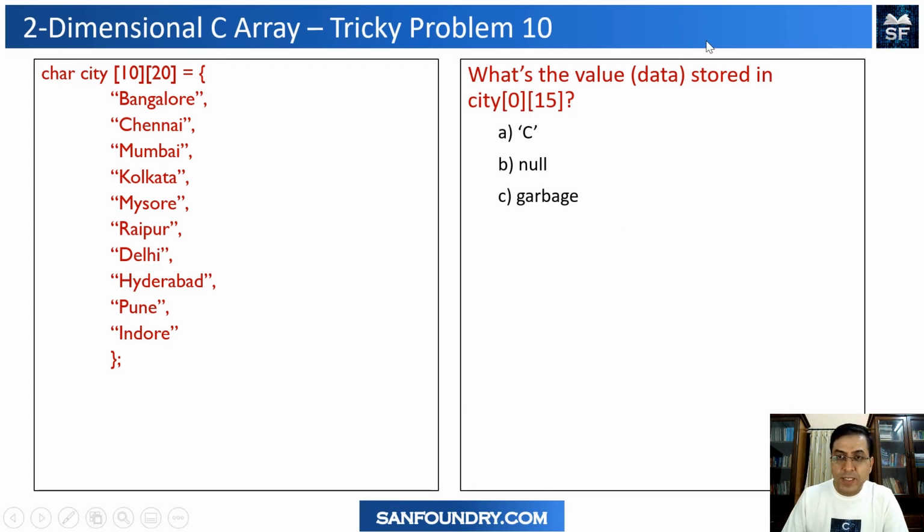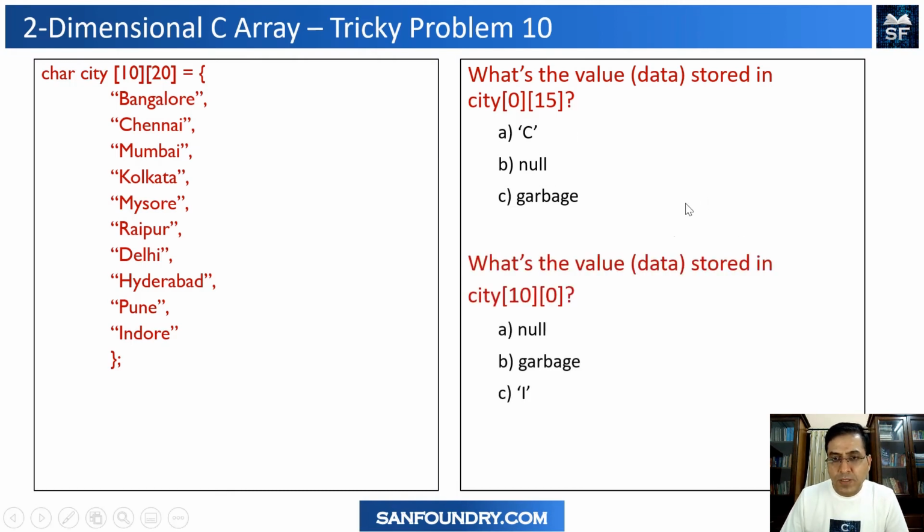Next, look into the next problem. What's the value or the data which is stored in city[0][15]? So again, we are talking about Bangalore. Bangalore has approximately 9 characters. I can read it from here. We are not interested in the 9th, we are interested in the 15th character. Will it walk through in the memory and go to Chennai, or will it be null or some garbage? Okay, think about it, and we are going to give a demo, and we'll run it and try to see what it means here.